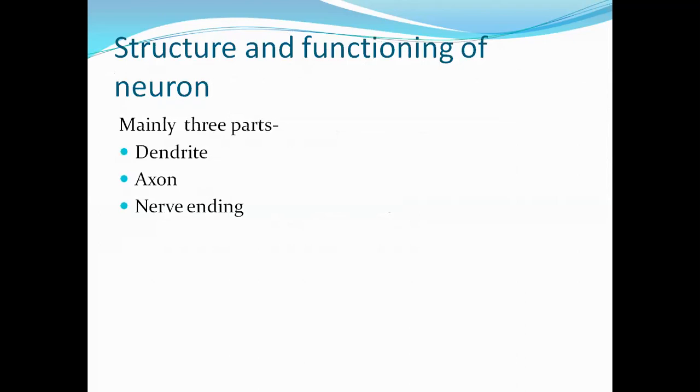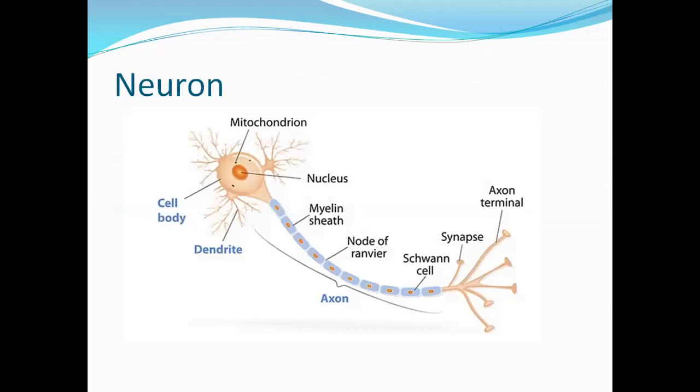Moving to our first topic, the structure and functioning of neuron. Neurons or nerve cells are present in all sense organs. Each neuron consists of three parts, namely dendrite, axon, and nerve ending. So this is the figure of a neuron showing the different parts.